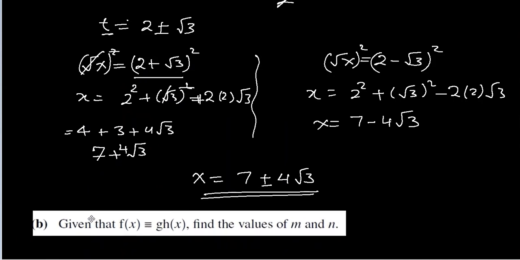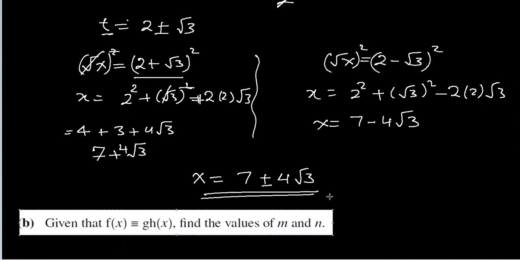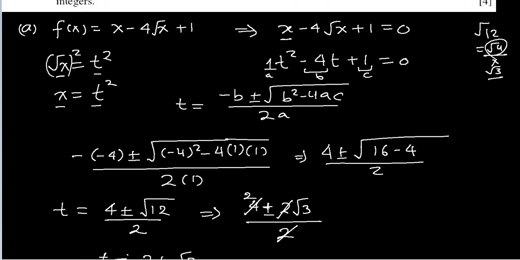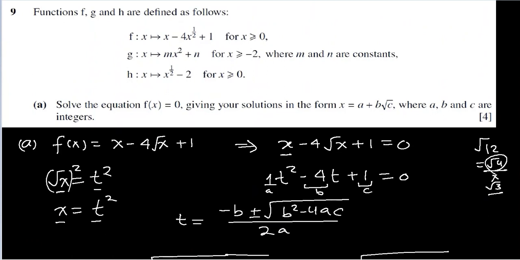The next part is this. Given that f(x) is equal to g(h(x)), find the values of m and n. So this is g(h(x)). Let's find g(h(x)) here so that we can solve it easily. g(h(x)) also means g of h of x. Okay, so what is h of x?